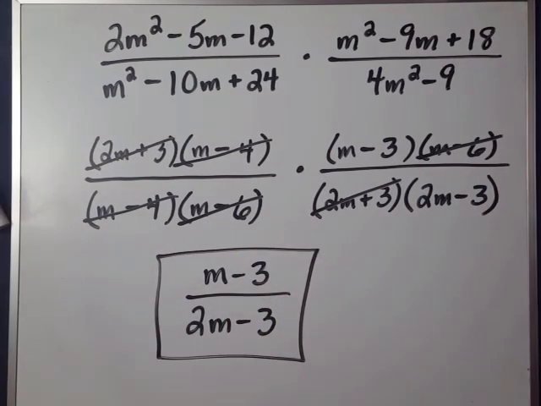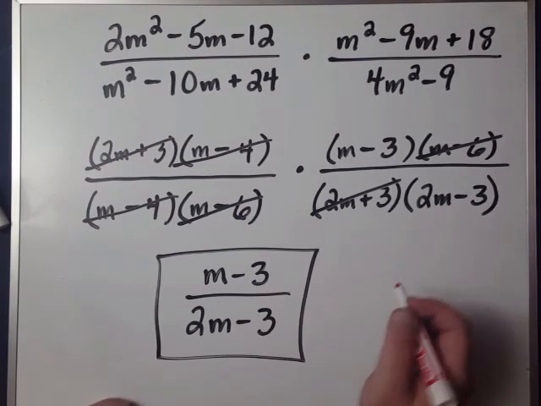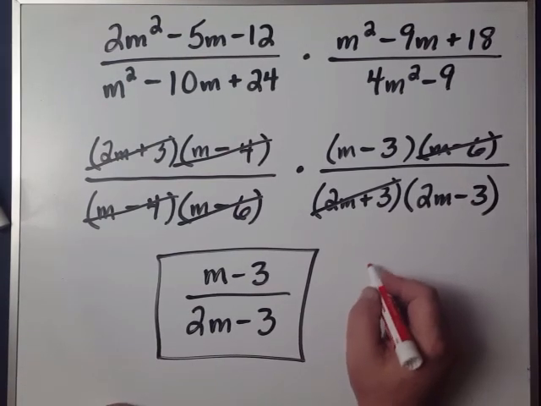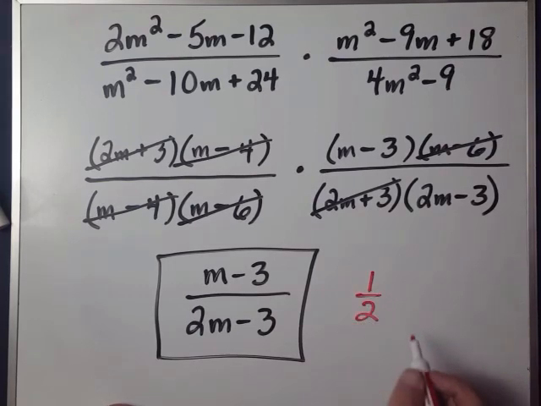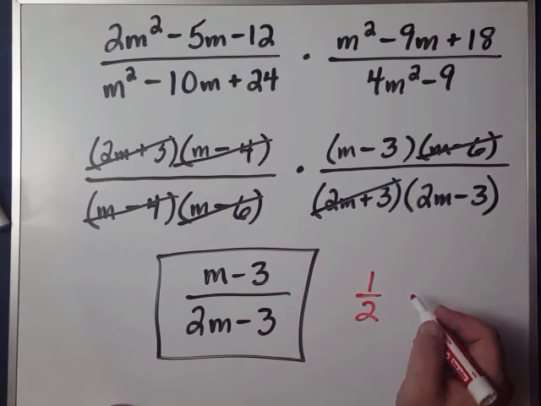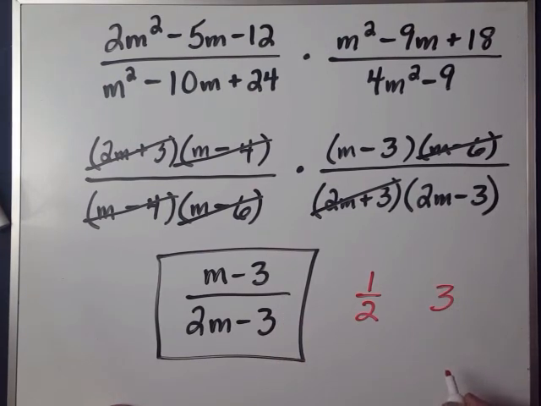Now, if this were multiple choice, one of my wrong answers would be 1/2, because someone's going to cancel the m's and the minus 3's. If this were multiple choice, one of my wrong answers would be 3, because someone's going to cancel the m's. That gives me 2 minus 3 in the bottom. Negative 3 over negative 1 is positive 3.